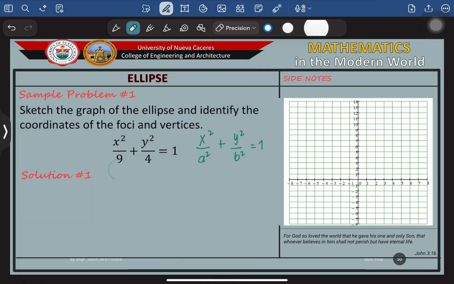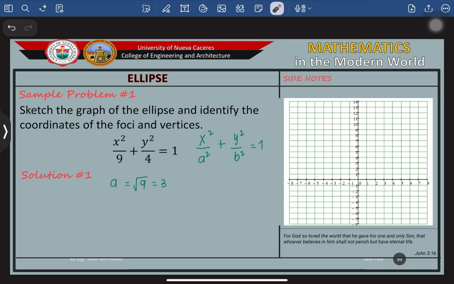And based from observation, by inspection, the larger denominator is under x, therefore it is parallel to the x-axis. So let's solve the semi-major axis. Get the square root of 9. So a is equal to 3. So the distance from the center is 3: 1, 2, 3.